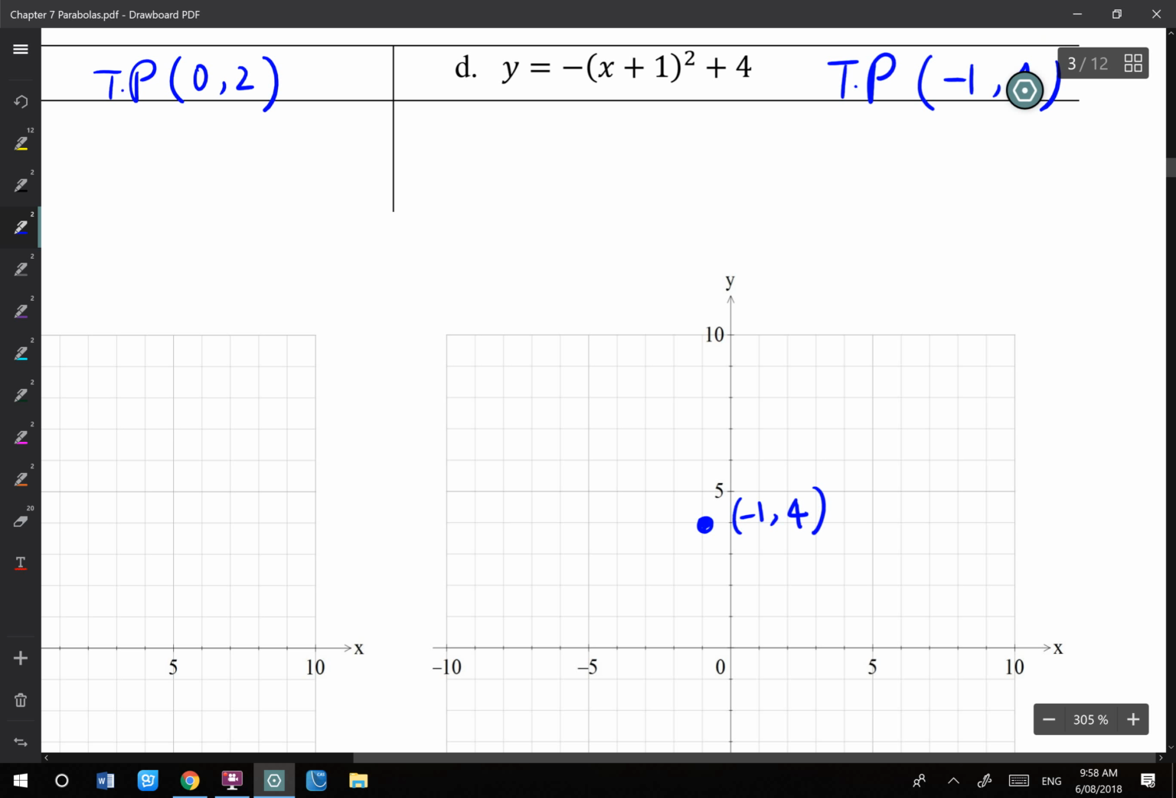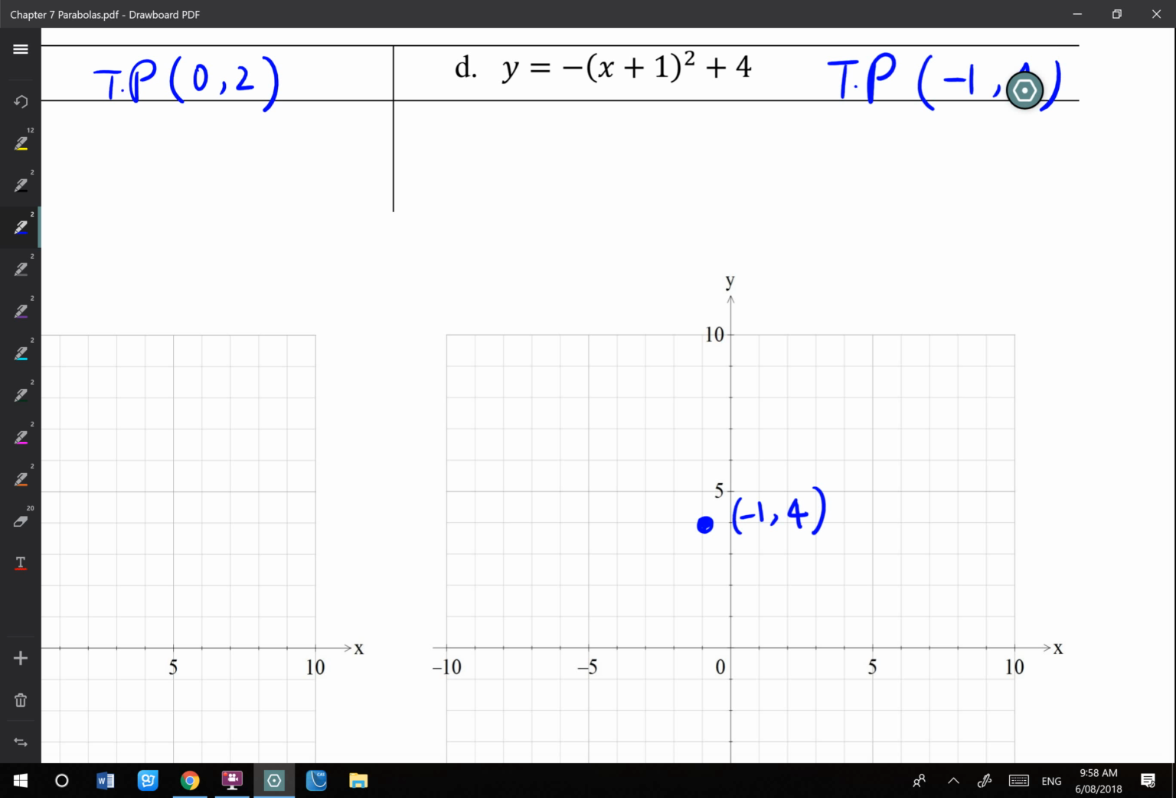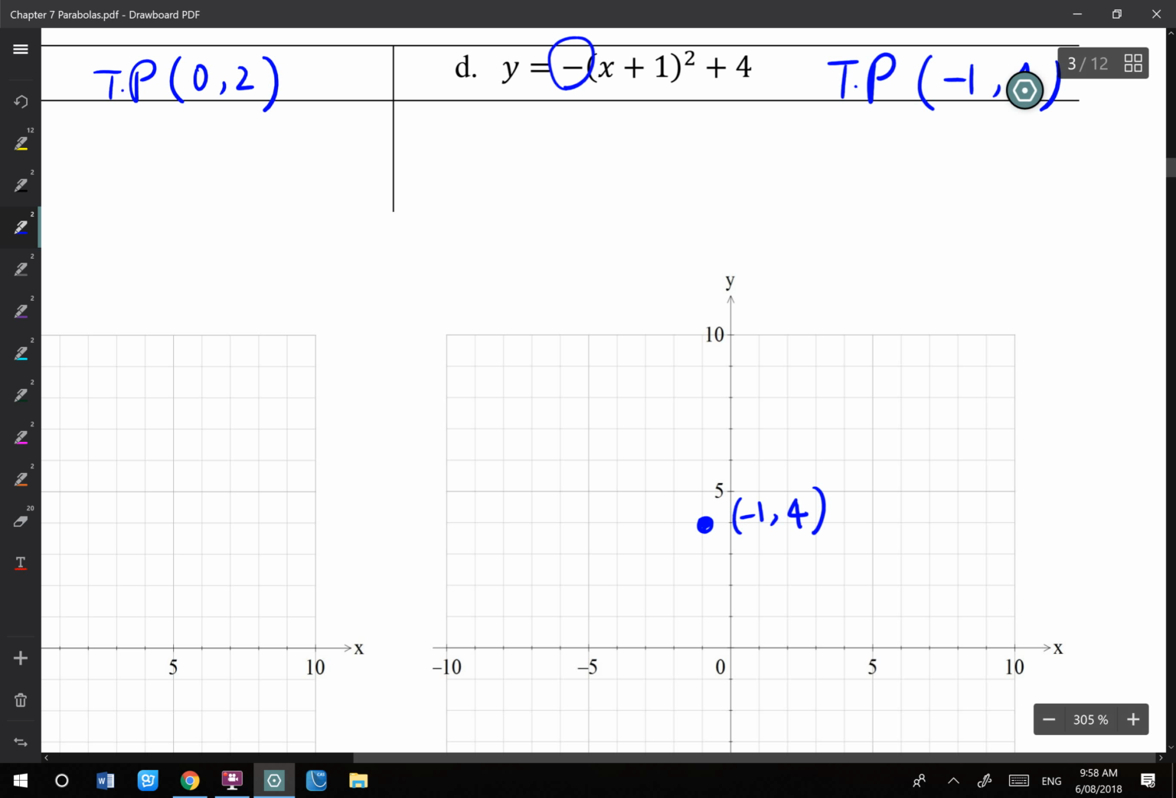The next thing I will consider is which way this graph will go. Is it upwards or downwards? Down, because A is negative. So here is a negative, so this graph should be this way.